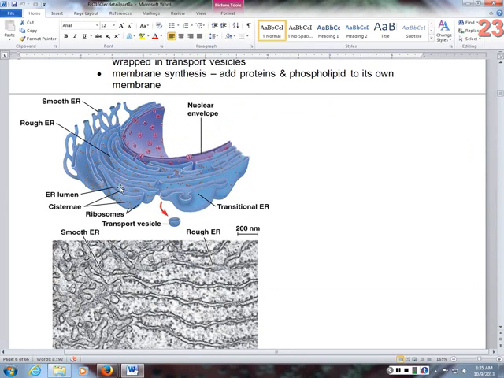So this is just showing where you've got the lumen on the inside, some smooth ER, some rough ER. And if you look really close, it kind of looks like one of those mazes where you can find the start and follow the line through.